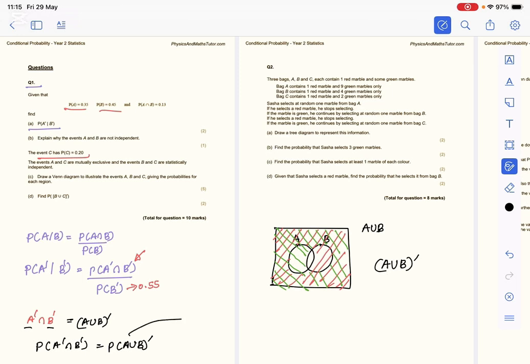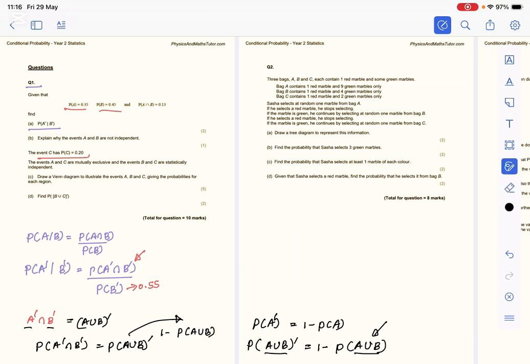To get this, it is 1 minus probability of A or B. Why? Probability of A dash is 1 minus probability of A. Same as that, probability of A or B dash is 1 minus probability of A or B. That is the theory, right? Now we need to find probability of A or B. To find that, you can use the addition theorem in probability: probability of A or B is probability of A plus probability of B minus probability of A and B.